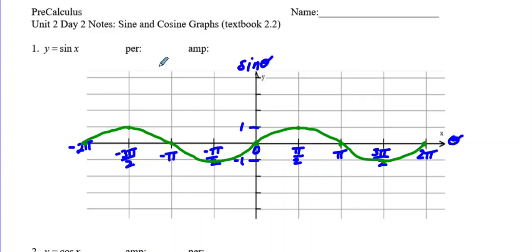The period of the function is the horizontal length before the pattern repeats. So from 0 to 2 pi is a period of 2 pi. It goes 2 pi radians before the pattern repeats. The amplitude is the distance from the midline, and in this graph the midline is right here on the x-axis. So it's the vertical distance between the midline and the maximum, or the distance from the midline to the minimum. It's going to be the same. And that distance is a distance of 1.